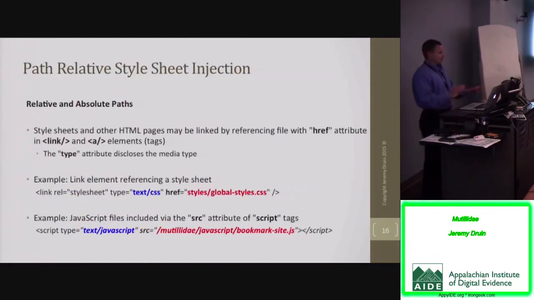So there's a couple different ways you can include these files. You can have the relative path and the absolute path. And these paths are generally specified by the tags that will include these files. So there's link tags, which are often used to include style sheets. Anchor tags typically will include a reference off to another location. You also have references to JavaScript with the script tag. And there's a couple of examples here.